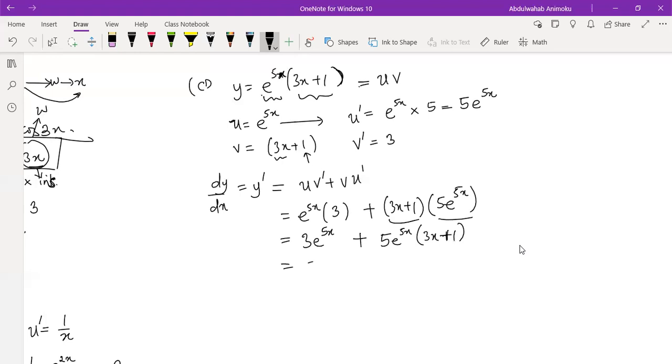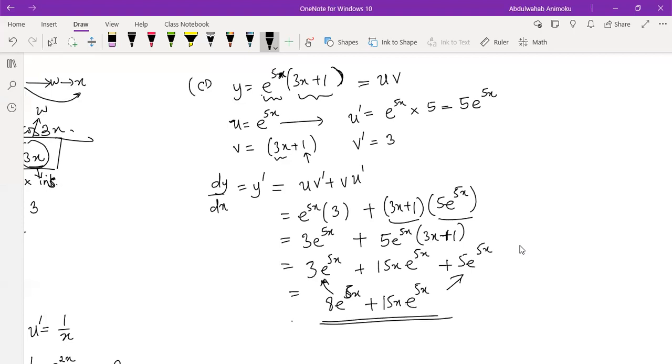So let's do this times 3x, which will give us 15x e raised to the power 5x. Then 5 e raised to the power 5x times 1 would give us 5 e raised to the power 5x. When you add these, you can see they are like terms. So you have 8 e raised to the power 5x plus 15x e raised to the power 5x. So this is how you solve that problem.